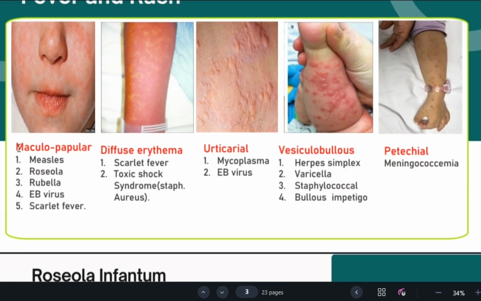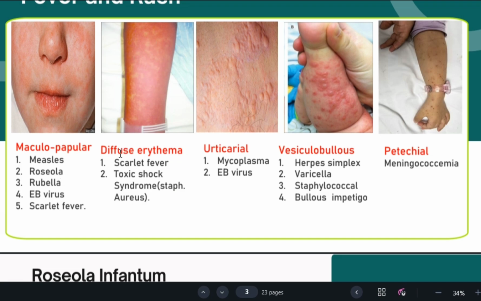First type of rash is maculopapular rash. Macular means discoloration, skin discoloration. Papular means elevated skin lesion. We see this type of rash in measles, roseola, rubella, Epstein-Barr virus infection, and scarlet fever.